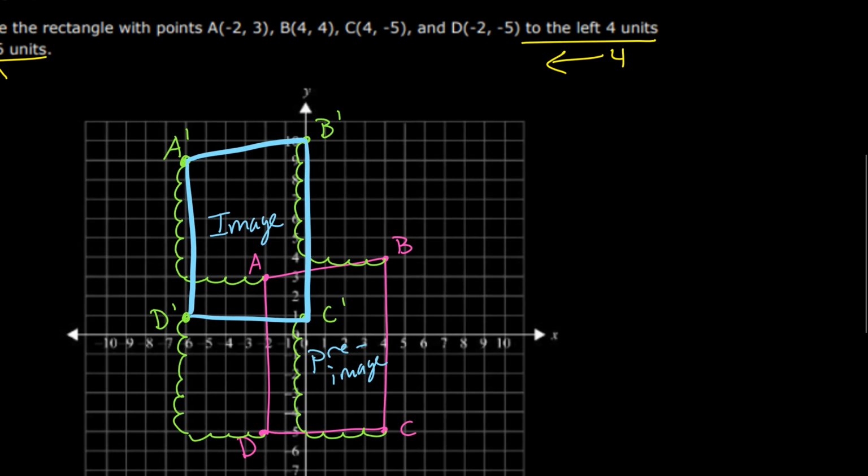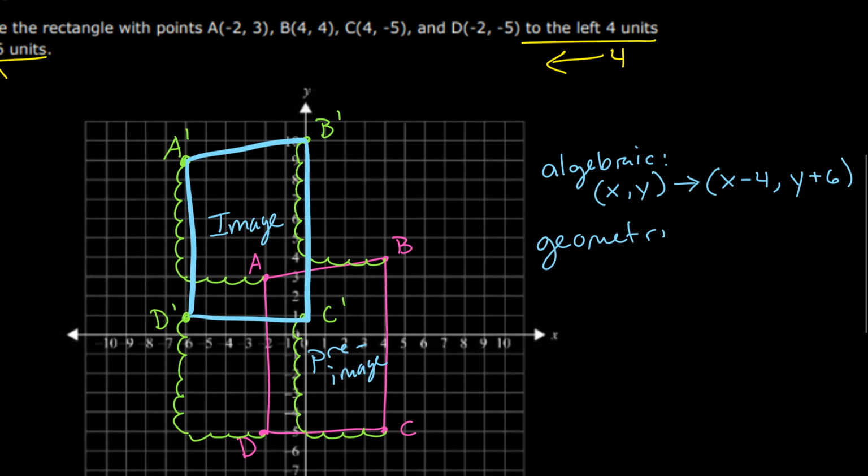So, if I want to write down the algebraic notation, how would I write this? So you have to do xy first, then arrow. X plus 4? We're going to the left, so it's minus 4. And y? Good. And then the geometric is going to look like what? T. Beautiful. Any questions on translations?